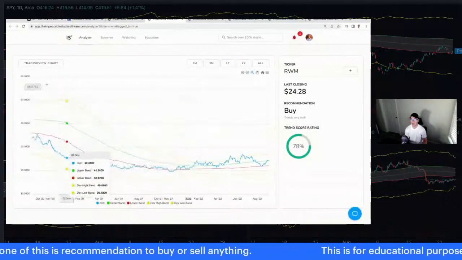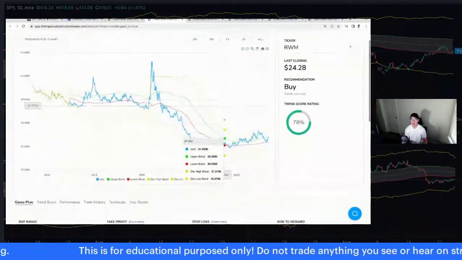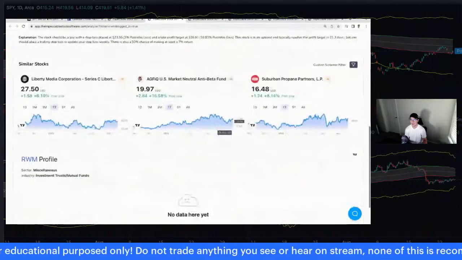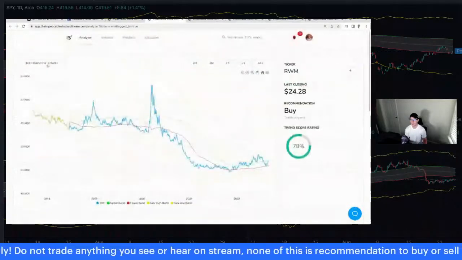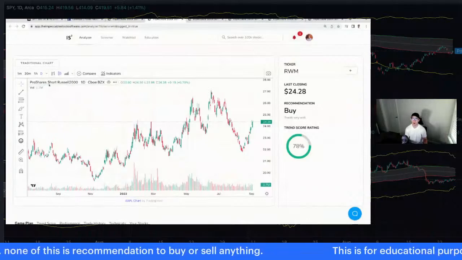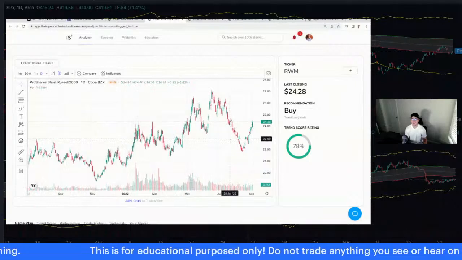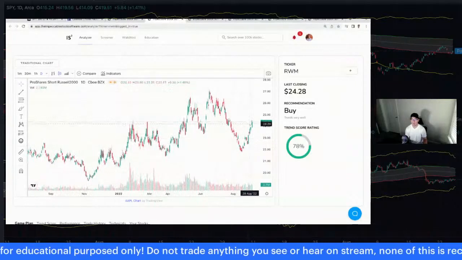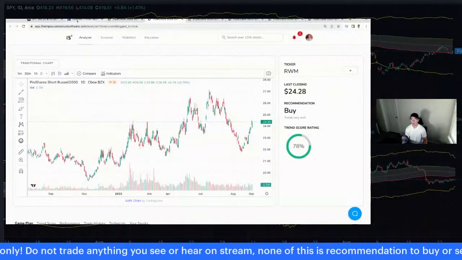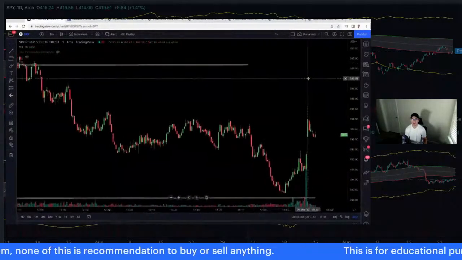RWM. So you can see here. Let's just go to the all real quick. We've been trending down. I don't know what exactly this is. I know it's an ETF. It's the short Russell. Okay, so it's the inverse of the Russell index. So this is an inverse ETF. As you can see here, it's moving higher. This must mean the overall market is, it's starting to head down a bit. So that's kind of what we're seeing.